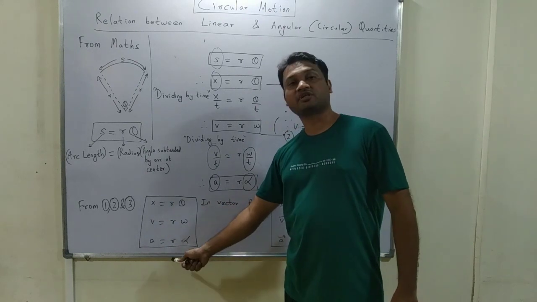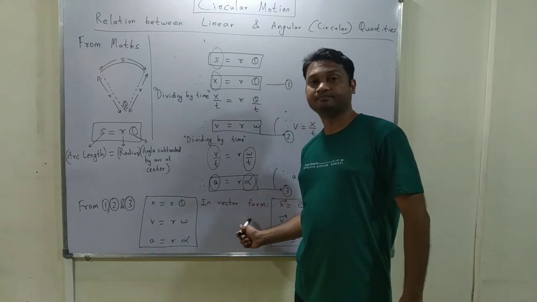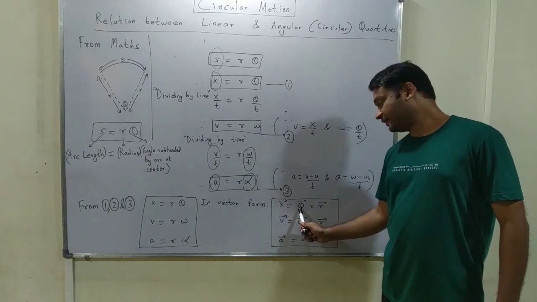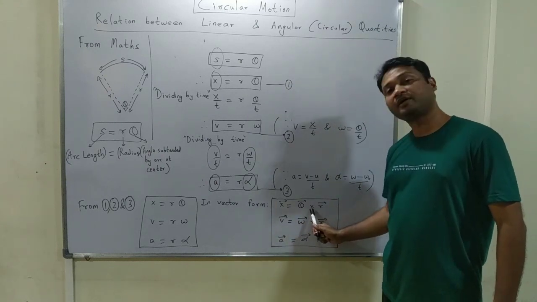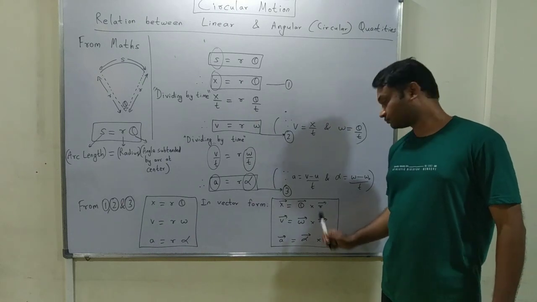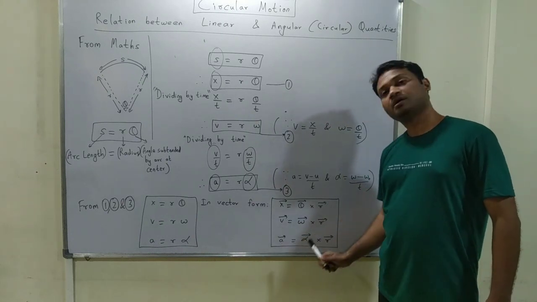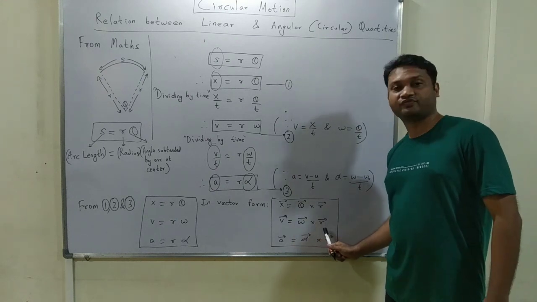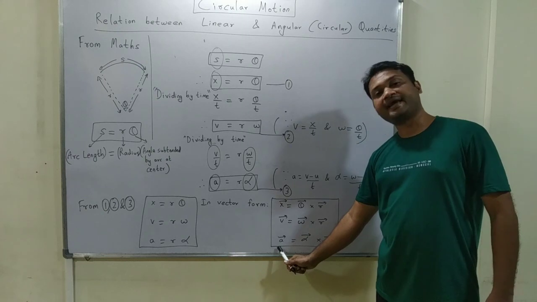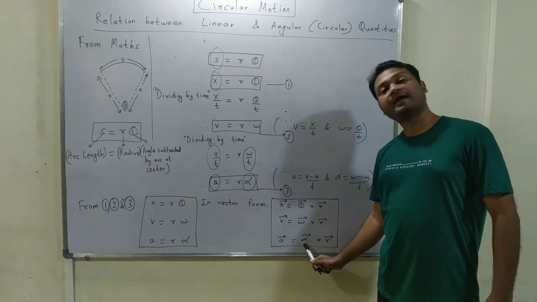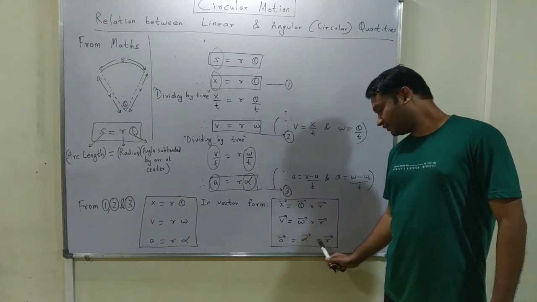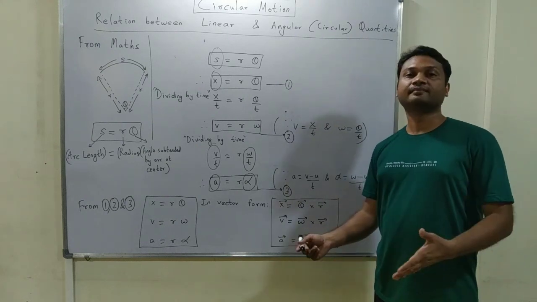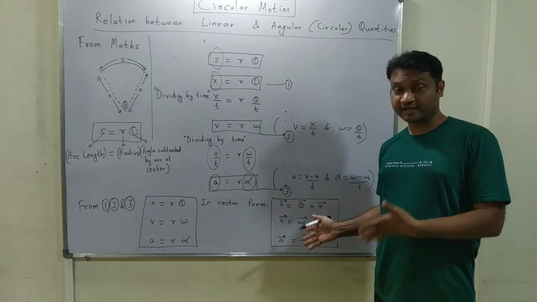If we take these relations and write them in vector form, we get linear displacement x is angular displacement theta cross product with radius r. Linear velocity v is equal to angular velocity omega cross product with radius vector. Linear acceleration a is equal to angular acceleration alpha cross product with radius vector. The derivation of these three we'll see in our next section.